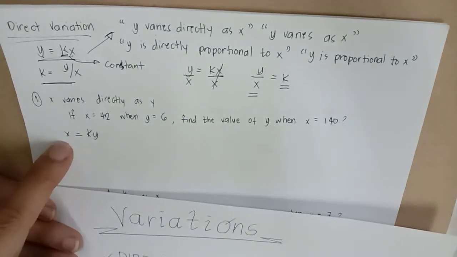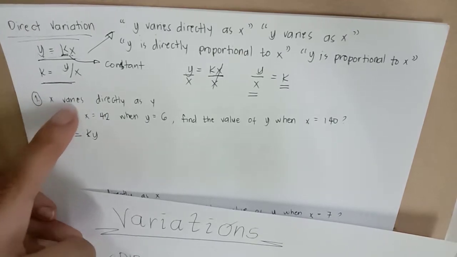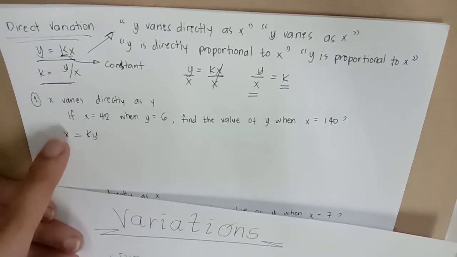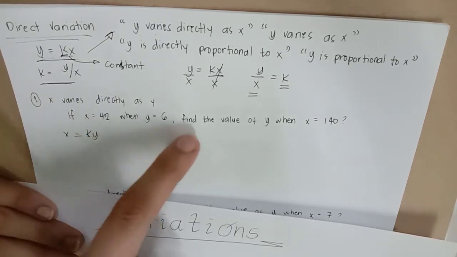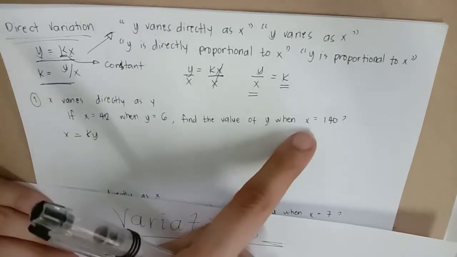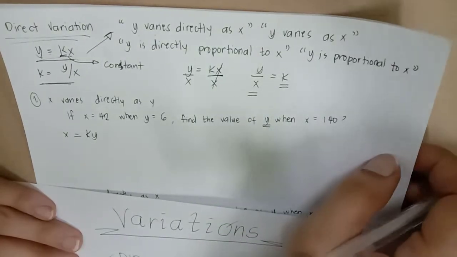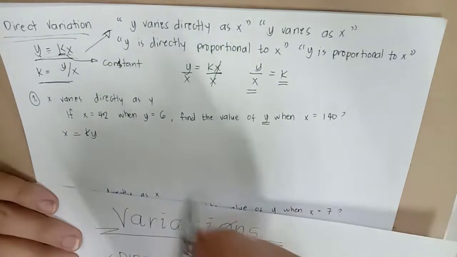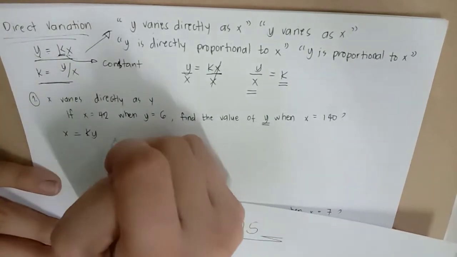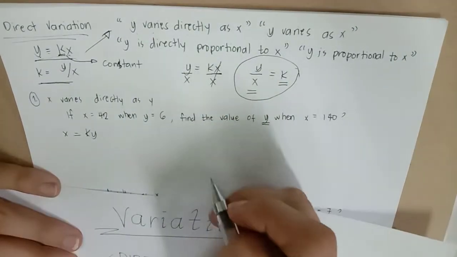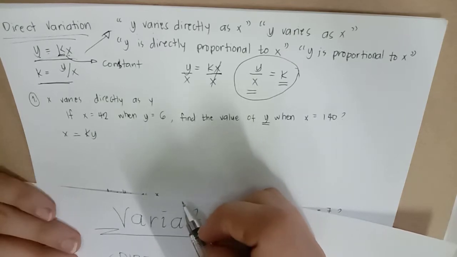In this case, this is our formula, since the equation that we have is x varies directly as y. The question is, if x equals 42 when y is 6, find the value of y when x is 140. So the missing one is the value of y. But before we get the value of y, we need to use a formula to find the value of k.